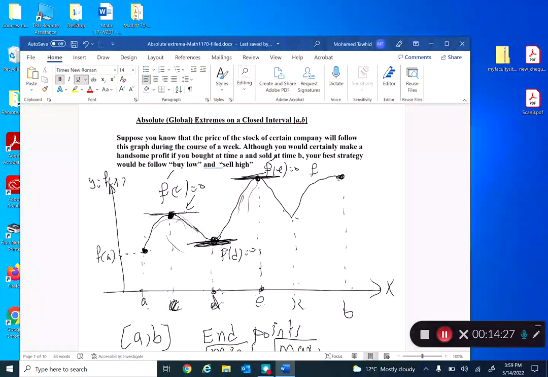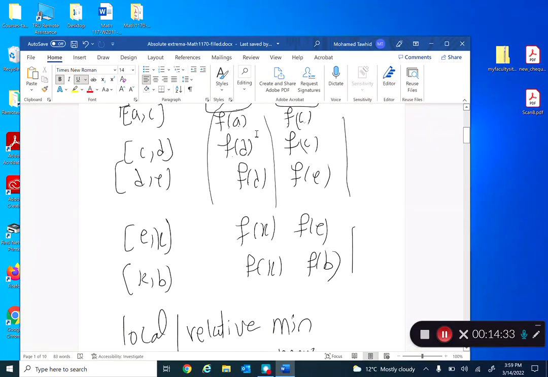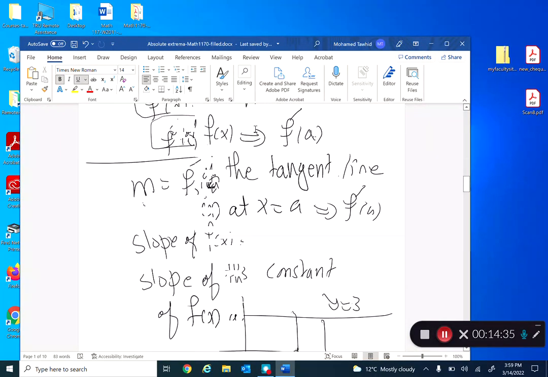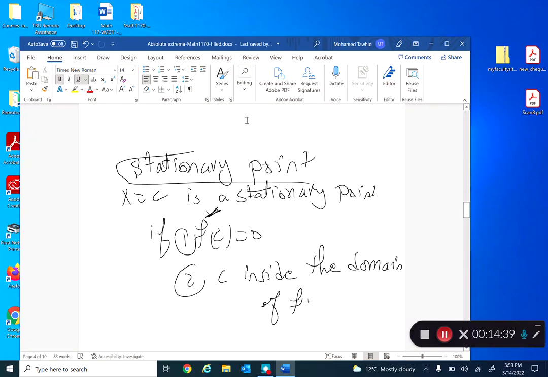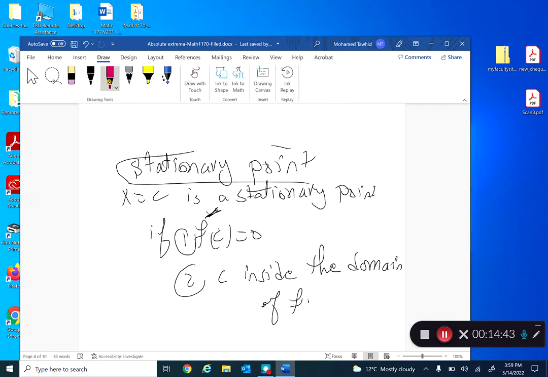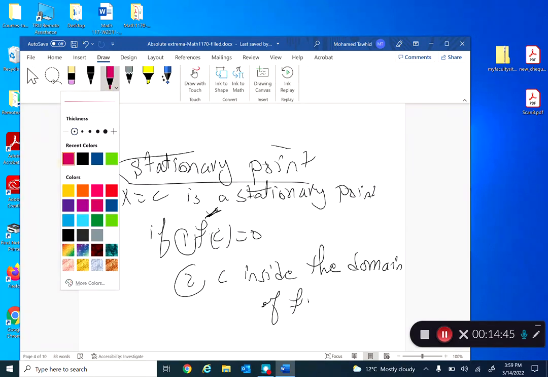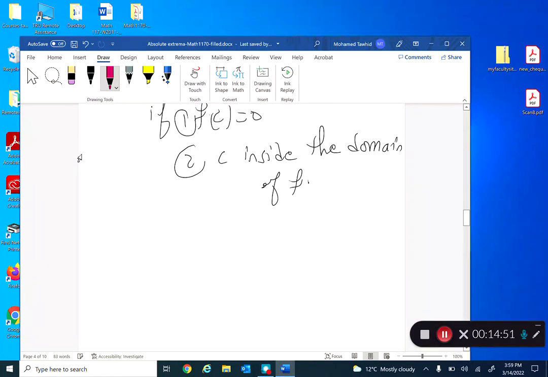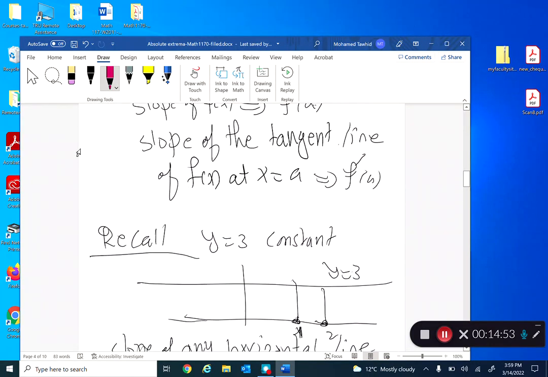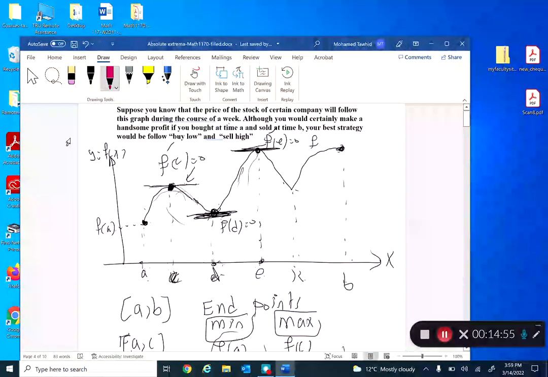That is, we call it an endpoint. And there is another point where you could have a minimum or maximum, which we call a stationary point. Okay, guys? So there is another category where you could have a minimum or maximum, called the stationary point. And the last one is a point where you could have a minimum or maximum here.